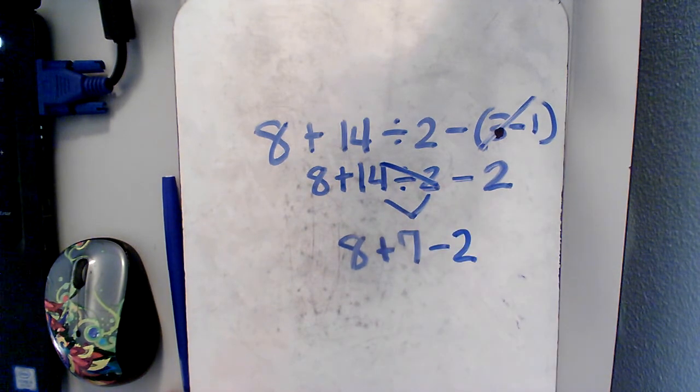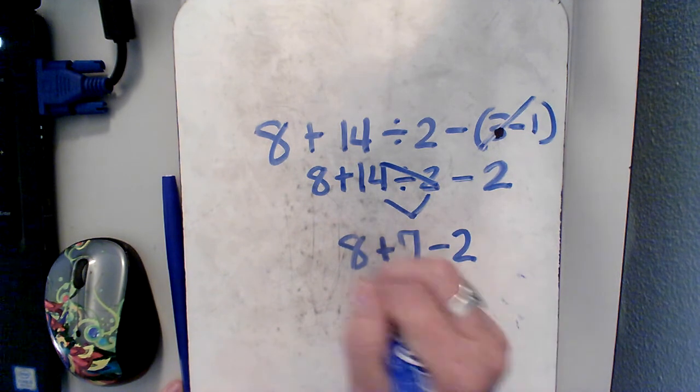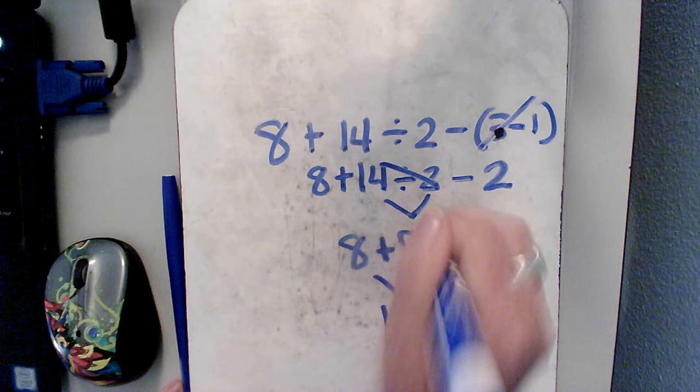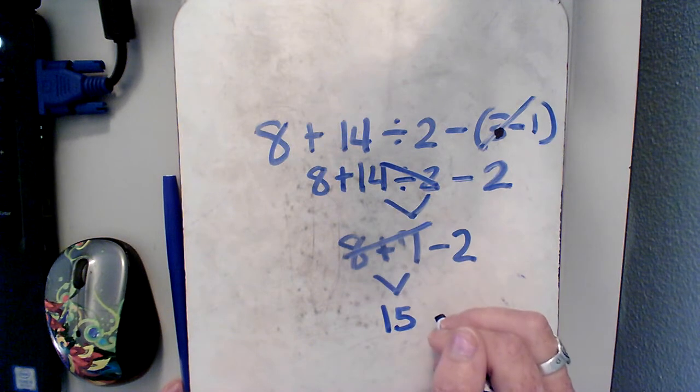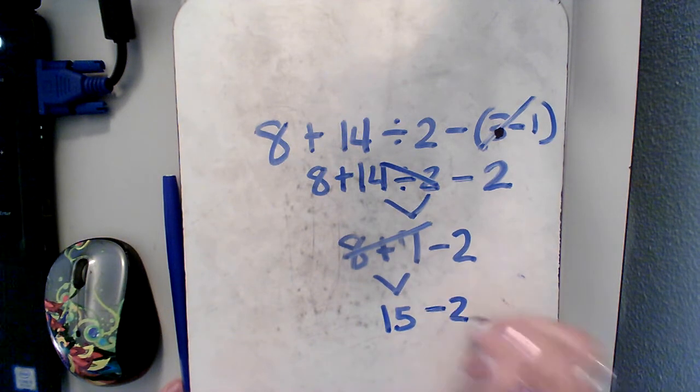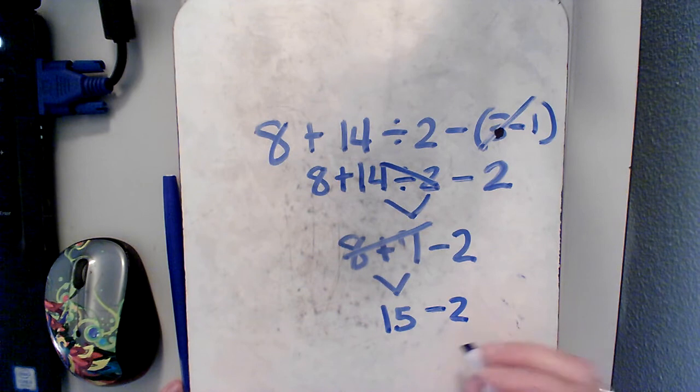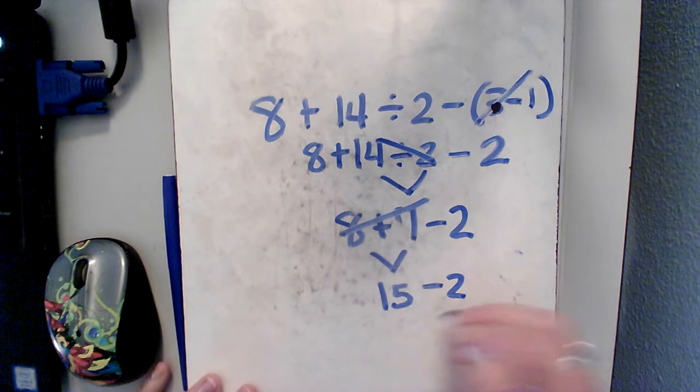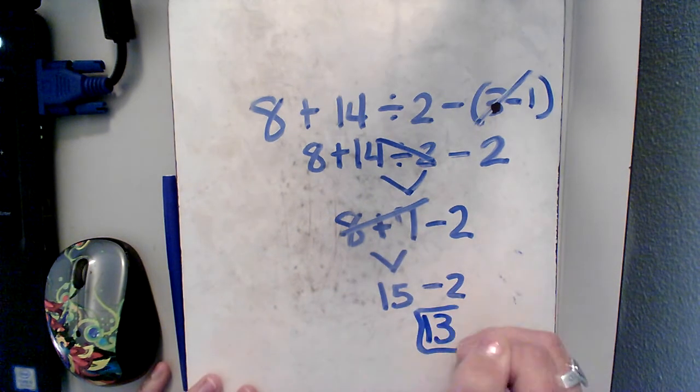What comes next, Austin? 8 plus 7. What's 8 plus 7? It's 15. We're done with that, so we're going to do what? Bring it down. And what, class, is 15 minus 2? 13.